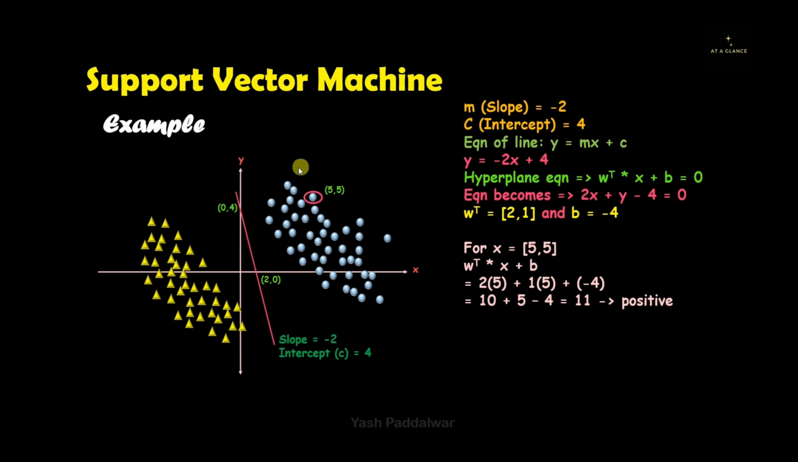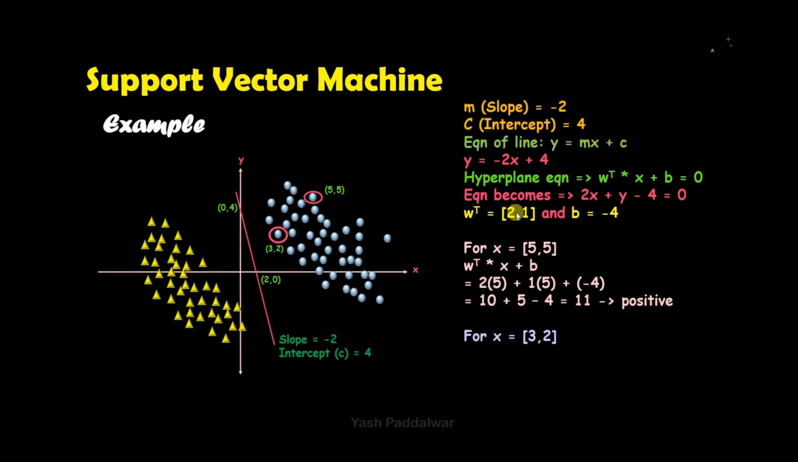So when you compute this you will get 11 as the answer, and you can see that the sign of 11 is positive. Hence it states that this particular data point lies in the positive class. Similarly, if we take one more data point from the same class, the coordinate of this data point is 3, 2. So let's check whether 3, 2 is giving us a positive answer or not.